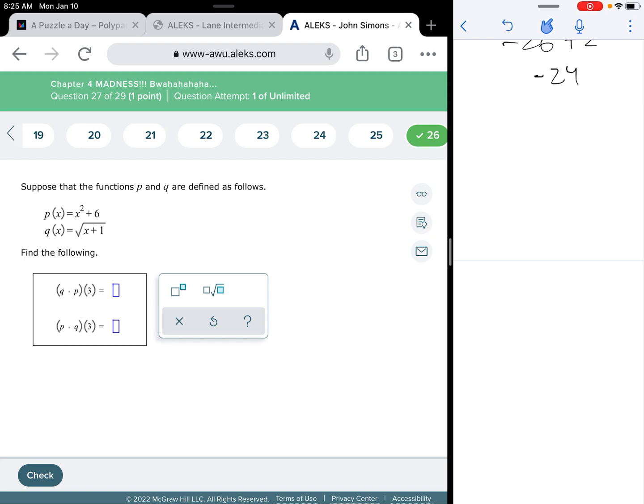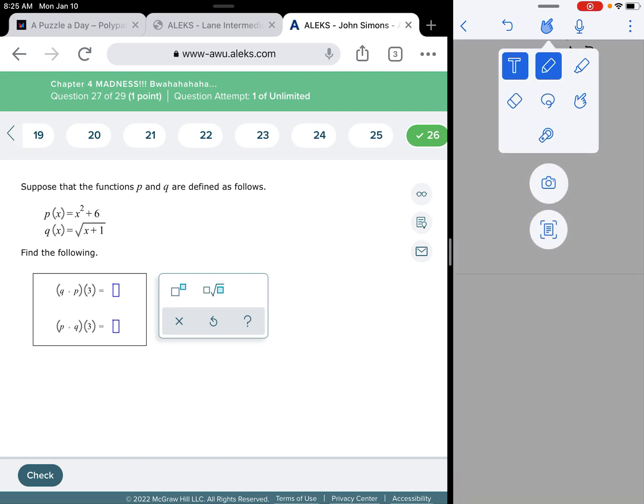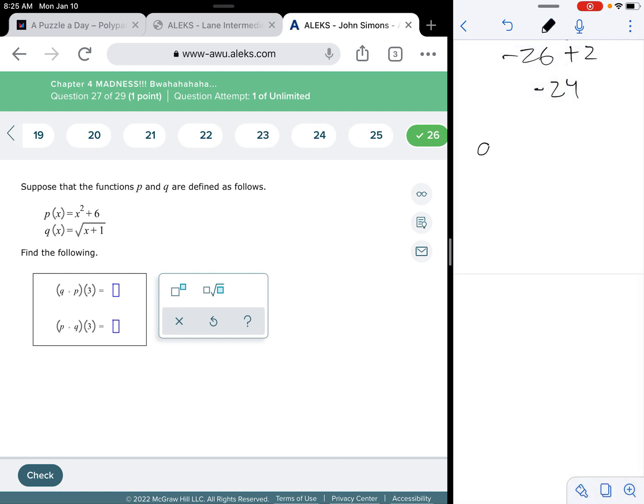All right, now what we're going to do is look at composing functions again, and we're going to look at a different kind of notation. You'll see where it says find the following, and it has this weird looking thing with an open circle. It says Q, then an open circle, and then P. That means Q of P.